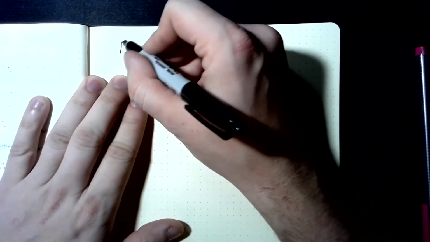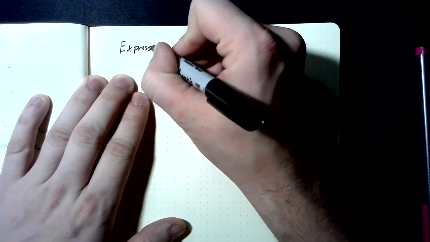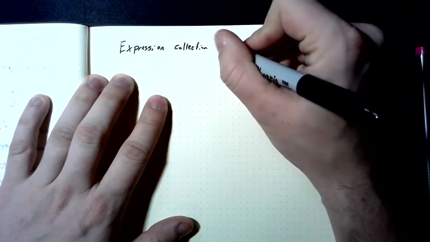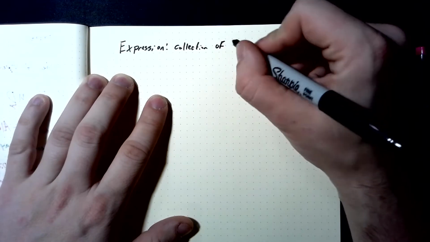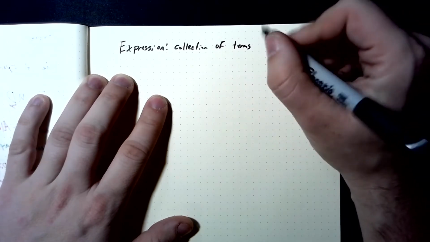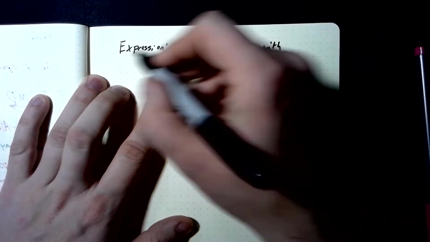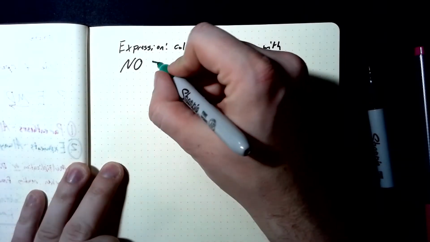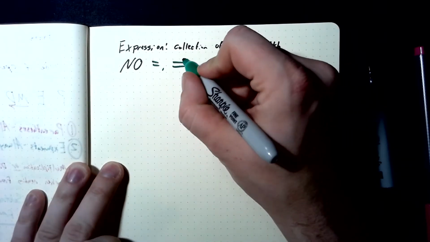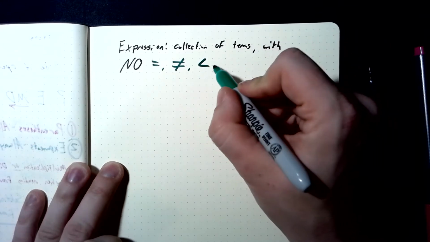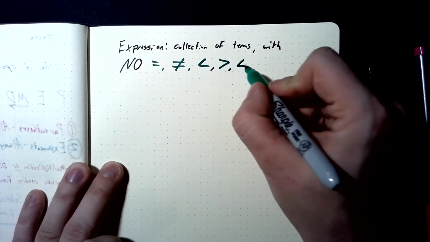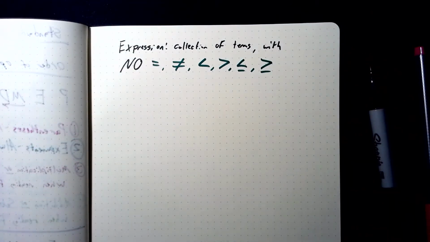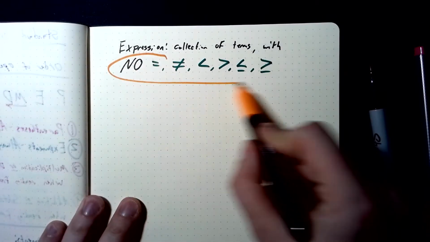First of all, an expression is just a collection of terms with no equal sign, no unequal sign, no inequality of any kind. Expressions do not have any of these.